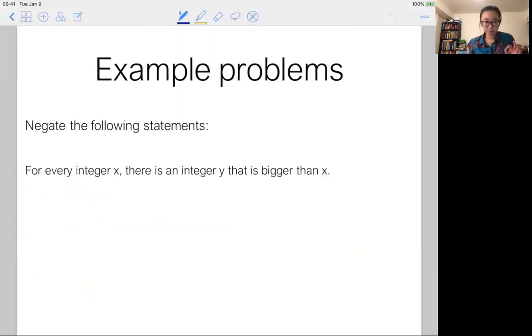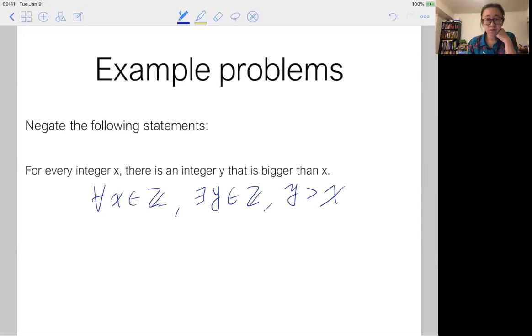Last one. For every integer x, there exists an integer y that is bigger than x. This is actually quite easy to do. For every integer, that is for all integers x, there exists an integer y such that y is bigger than x. This is a very direct translation from the English.